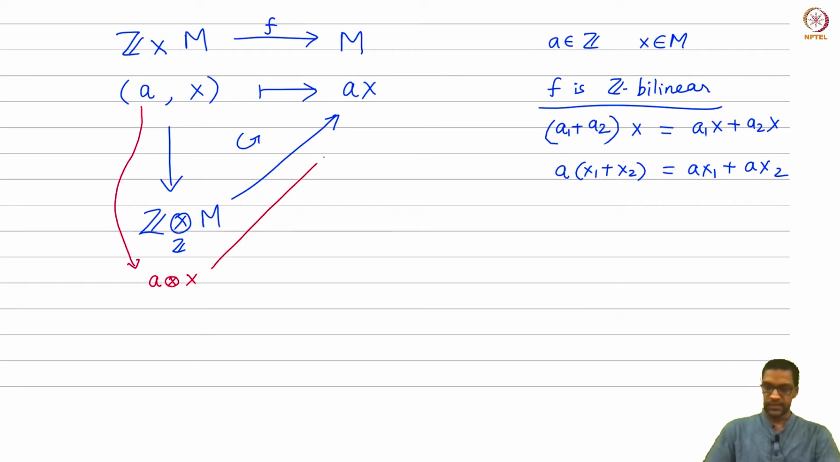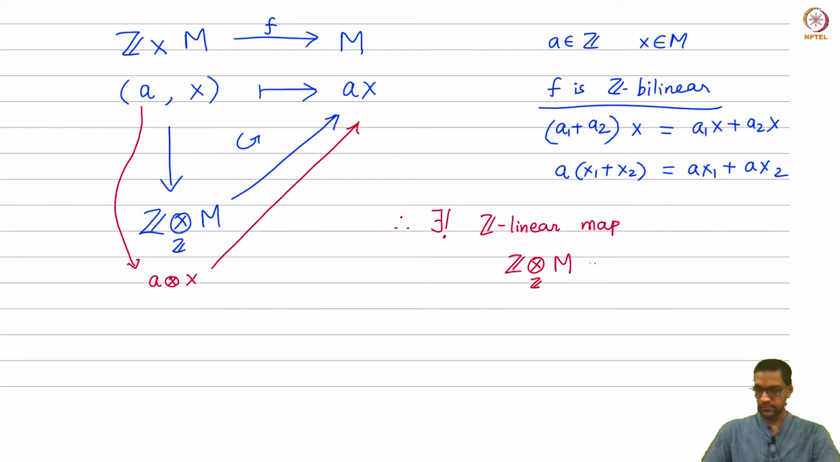So this map does the following. It maps a tensor x to ax. Therefore, we have concluded there exists a unique Z linear map such that it takes a tensor x to ax. So this is just another way of saying it makes the diagram commute.